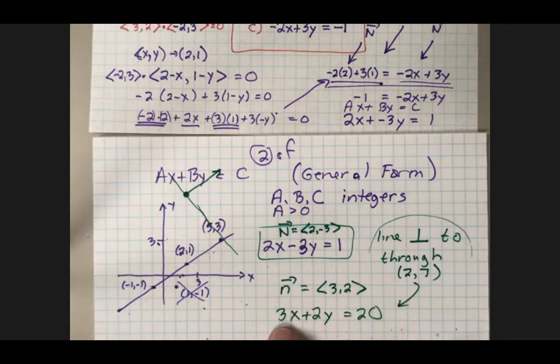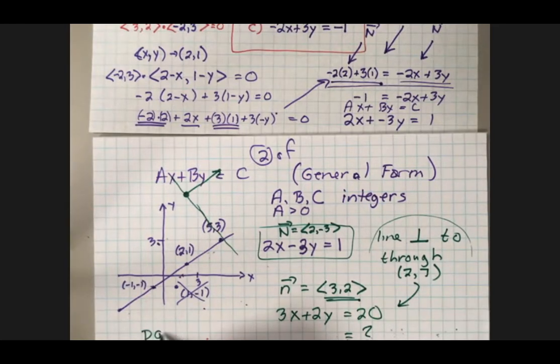Right? I know that the line has to begin ax plus by, 3x plus 2y. I know that from the normal. And then the only question is, what number appears on the right? Well, the number that appears on the right has to make 2, 7 work. That sounds like circular reasoning, but you just plug 2 and 7 in here, you get 6 plus 14 is 20.